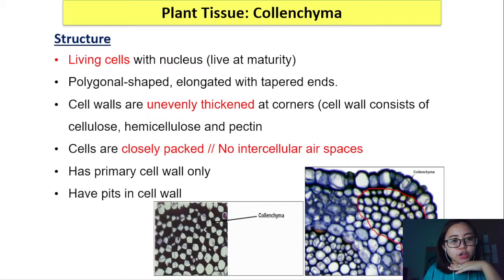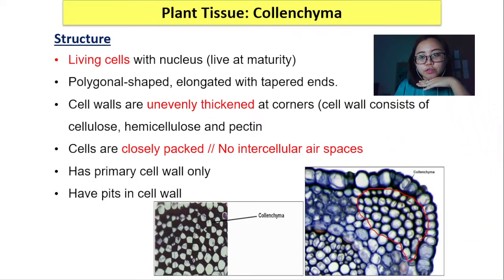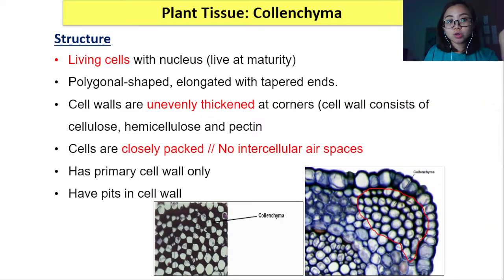Right, let's move on to the next type of ground tissue. So, tadi itu saja untuk parenchyma. Sekarang kita pergi kepada collenchyma. Let's look at the structure of collenchyma. Collenchyma are living cells with nucleus, which means when they are mature, they're still alive, they still have the cytoplasm, they still have the nucleus. How is the shape? Collenchyma will be polygonal shape or elongated with tapered ends.